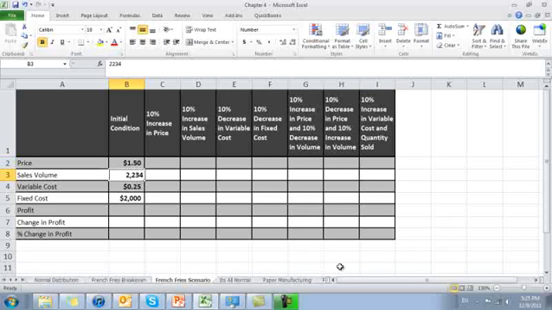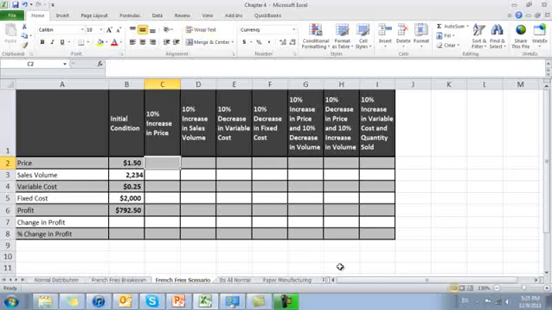My sales volume is 2,234 French fries a week. My variable cost is 25 cents. My fixed cost is 2,000. I can calculate my profitability under this scenario. It equals the quantity sold times the difference of price and variable cost, less fixed cost. I'm currently making $792.50.